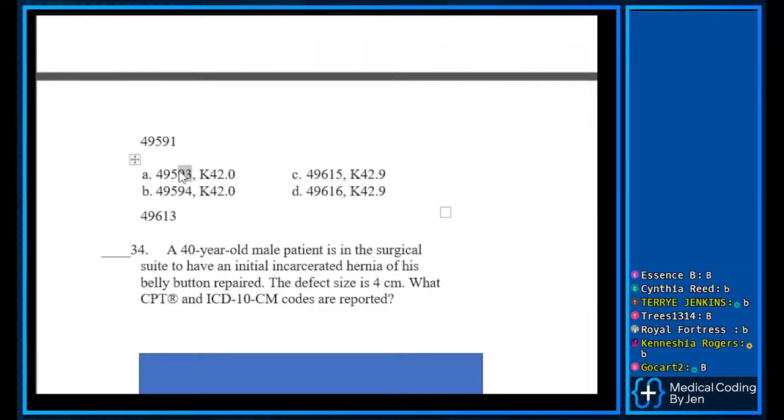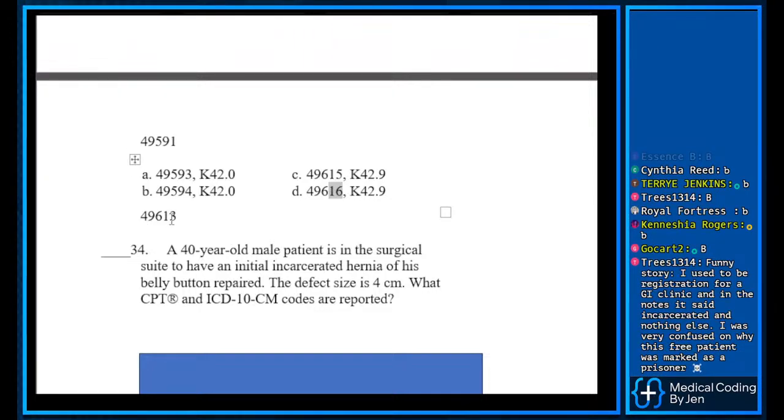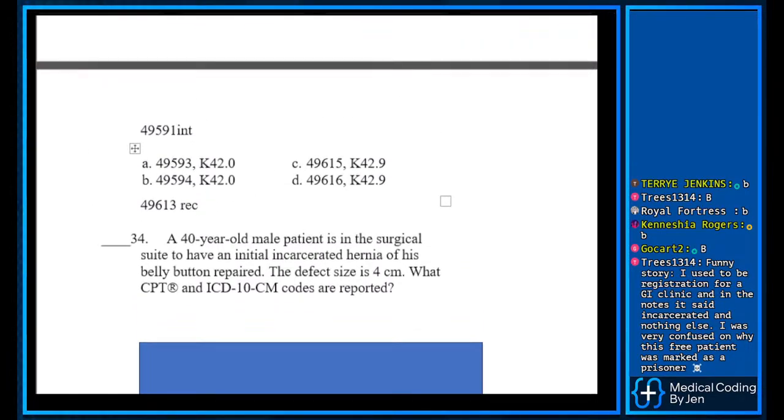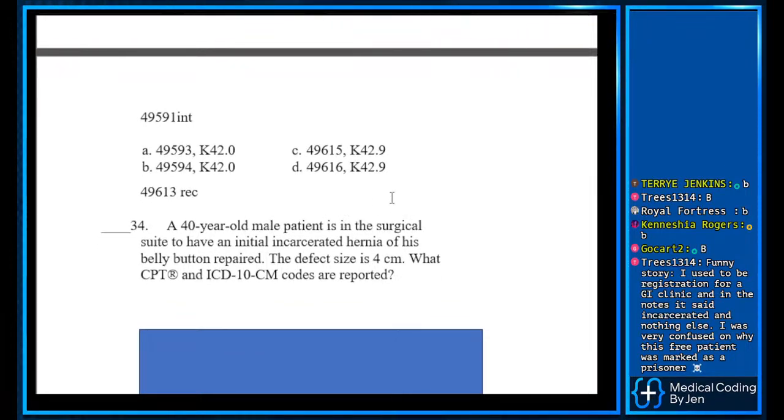93 is reducible. 94 is incarcerated. Our 15 is reducible. And our 16 is incarcerated, but it's under not initial hernia, it is under recurrent. This one is recurrent, and this one is initial. And you could only find that through looking at your mamas. Yep. Something like that will be on the exam, 100%. Those codes right in here will be on the exam. You will get asked a hernia question, always.